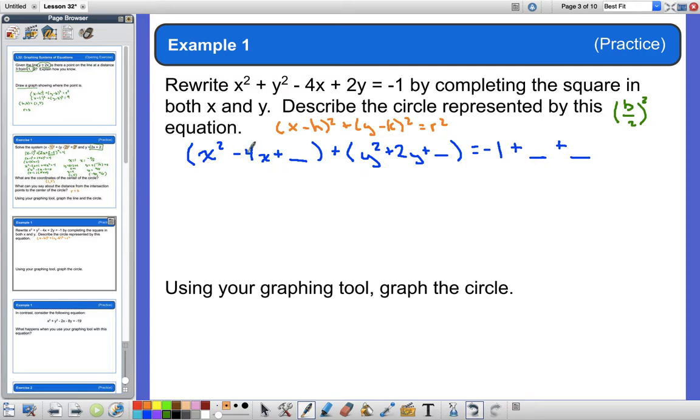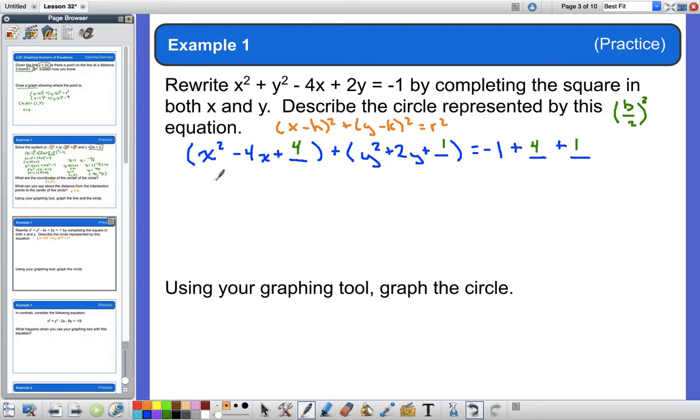So if we were to take 4 and divide it by 2, that would be 2. If we square the 2, we get a 4. And so we'll put a 4 in that location, which means we have to put a 4 over here. 2 divided by 2 is 1, and we just square that, we get another 1. So we put a 1 there, and we put a 1 there. That makes these both perfect square trinomials, hence the idea of completing the square.